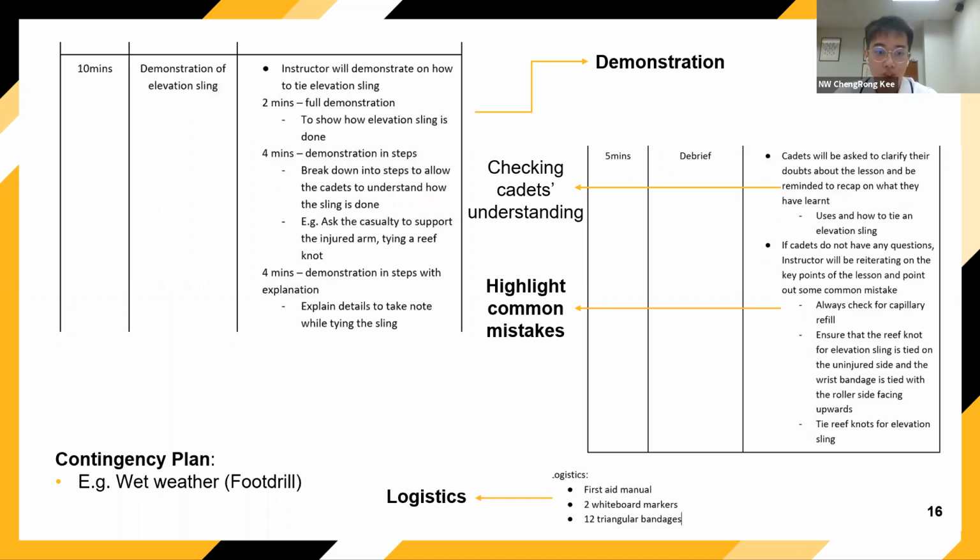So other things to take note of inside the lesson plan sample are the contingency plan as well as logistics. The contingency plan is basically what you should do if there is wet weather and you cannot do the activity. Logistics is important for the lecturer to prepare all the equipment and logistics before the lesson begins.